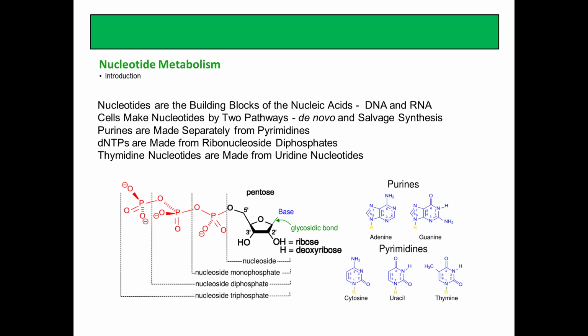So if you remember our structures of pyrimidines and purines, each ring structure, whether it's a purine or a pyrimidine, has 2 nitrogens in it. So every ring has 2 nitrogens in it. Adenine has absolutely no oxygens. Guanine has 1. Cytosine has 1. And both uracil and thymine have 2.